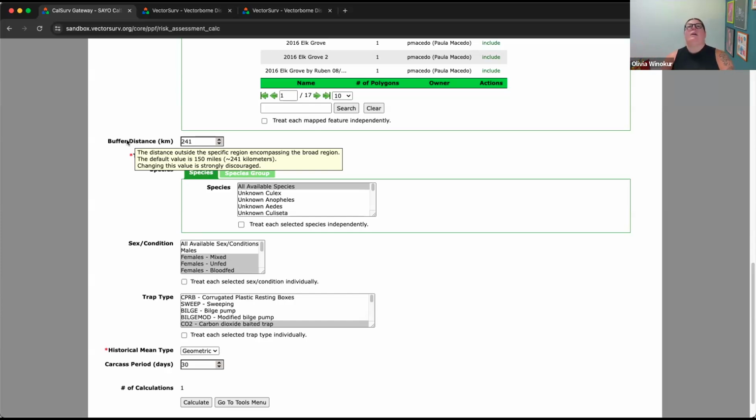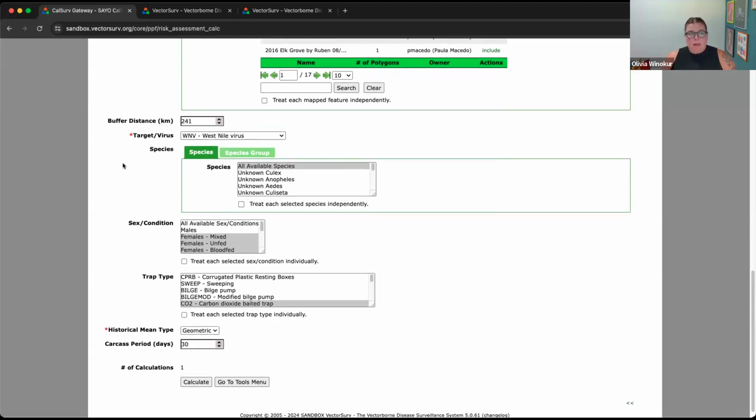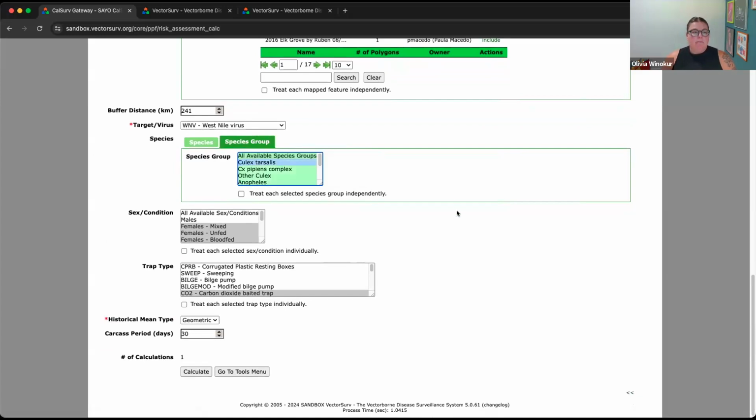So for example, if 50 miles away there was a dead bird that tested positive, that could increase my risk in my region. So I strongly encourage just leaving 241. This is again based on the California response plan, which I have the link that I will put in the chat after we go through this. So I recommend not changing that, but do what you've got to do.